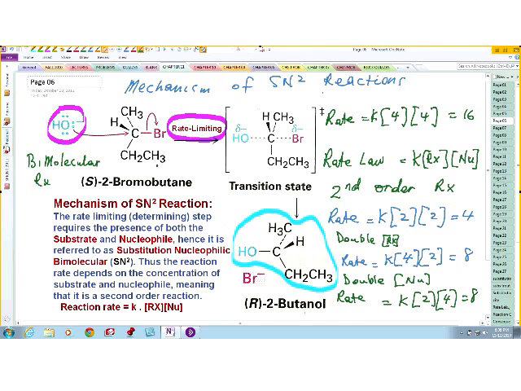Because if the rate does not depend on the nucleophile and the substrate, when you do all of these experiments here, you will find that if, for example, the nucleophile is not present in the rate limiting step, then nothing will happen to the rate of the reaction. We are going to show that mechanism when we get to the SN1 reaction. But for the SN2 reaction, both the nucleophile and the substrate must be present. And therefore we say this is a second order reaction, okay?